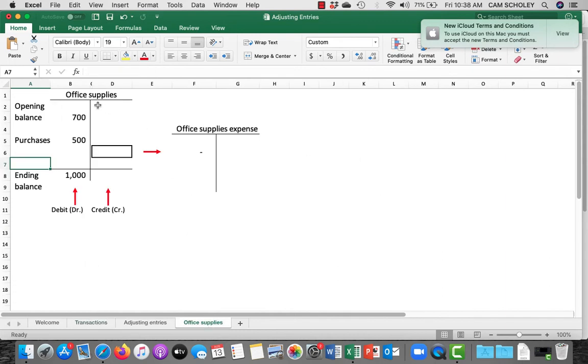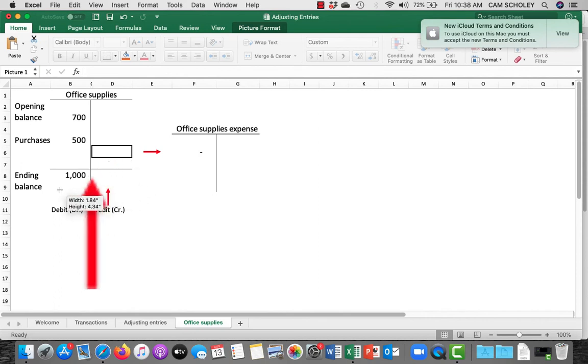So highly recommended is to set up a basic T account to do this. You can see we had our opening balance of 700, that was given to us. Purchases, which are always a debit, of 500, and then we know we had an ending balance of $1,000. We were told that. These are all in the debit column, you can see. So the question then becomes, what credit do we need to make all of this true? To make these debits matched with some level of credit equal an ending balance of $1,000.